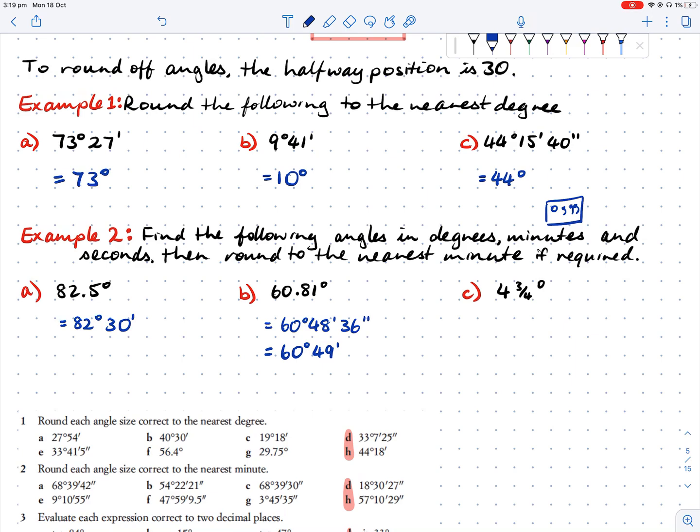For our last question, we've got 4 3/4 of a degree. Now, you can put that into your calculator as a mixed numeral by pressing the shift and fraction button, or if you recognize it, that's just 4.75 degrees. 3/4 is 0.75. So we're going to put 4.75 degrees into the calculator, press equals, and you get 4 degrees and 45 minutes. So that's how we convert between degrees, minutes, and seconds and decimals, and also a little bit on rounding.